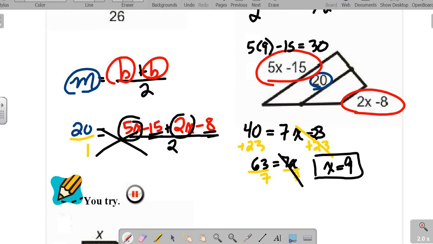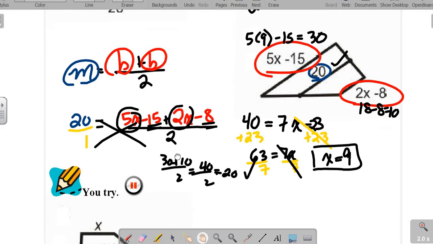Let's do 2 times 9 is 18 minus 8. Of course, that is 10. Now we take 30 plus 10 divided by 2. 40 divided by 2, 20. Check, check. There's your median.